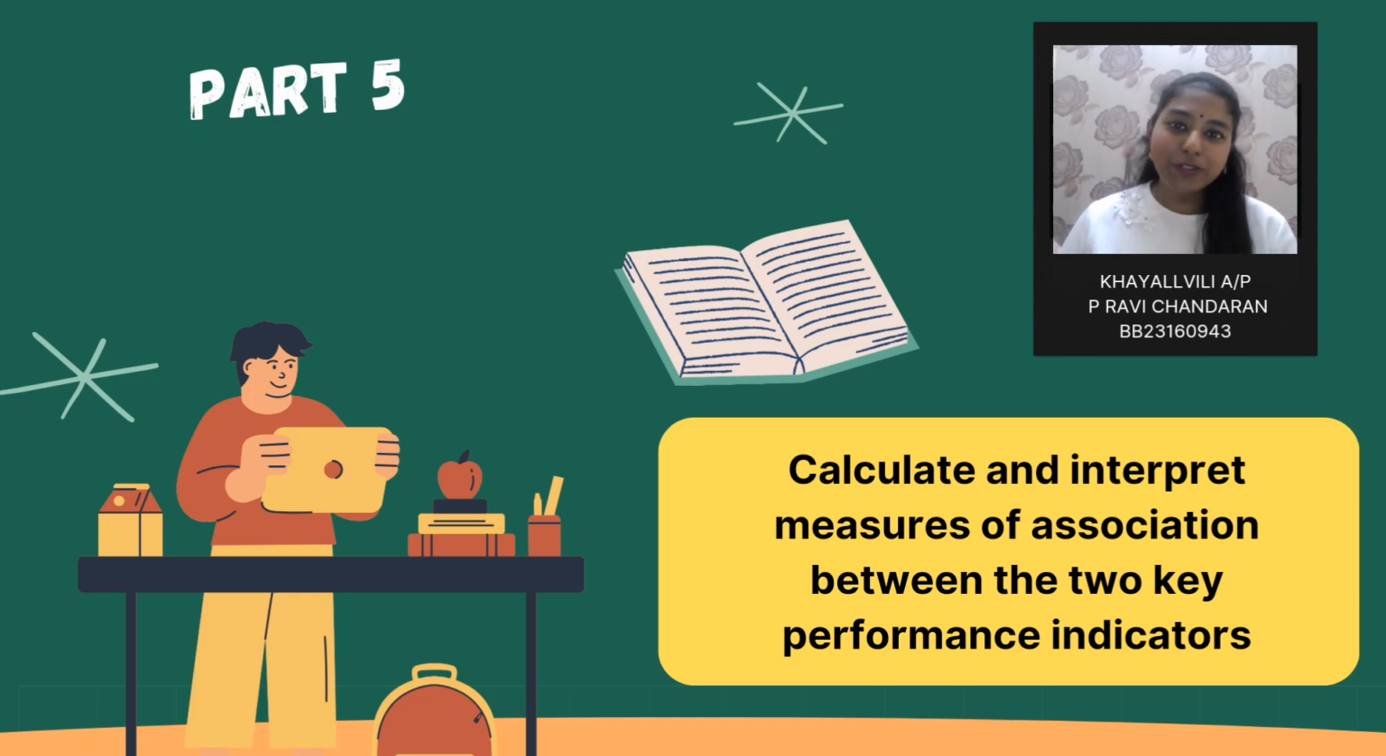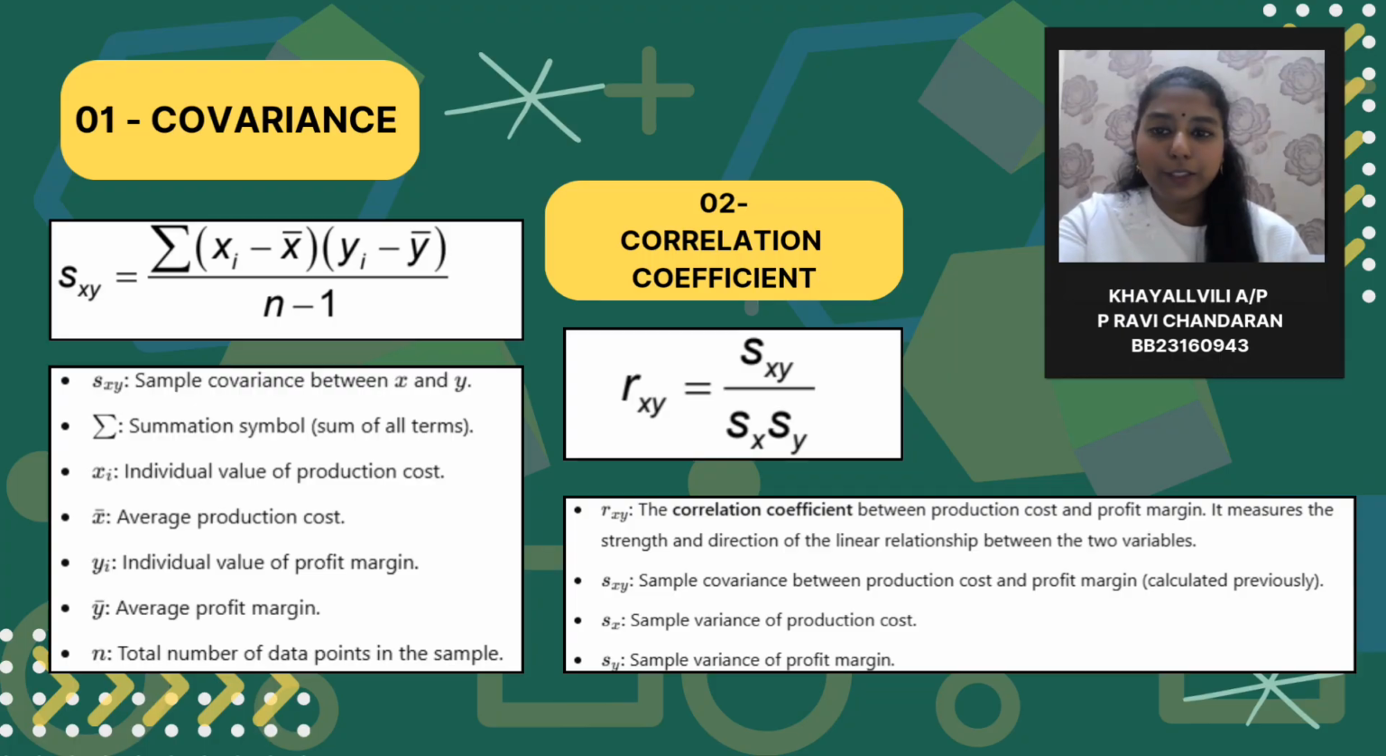I'm going to explain Part 5: calculate and interpret measures of association between two key performance indicators. The two measures we have to find are covariance and correlation coefficient. Covariance is the summation of (xi minus x bar) multiplied by (yi minus y bar), divided by n minus 1. And correlation coefficient is rxy equals sxy divided by sx sy.